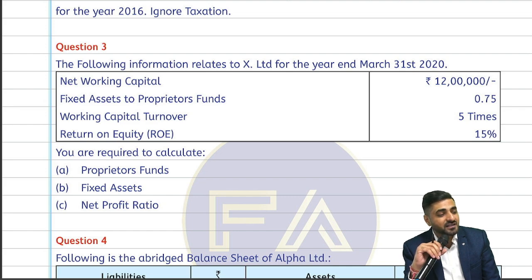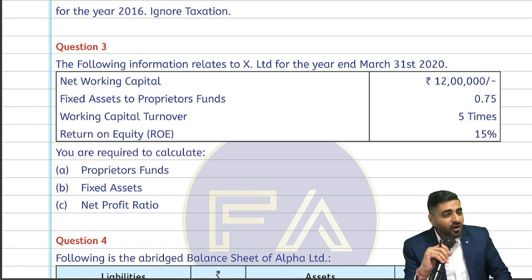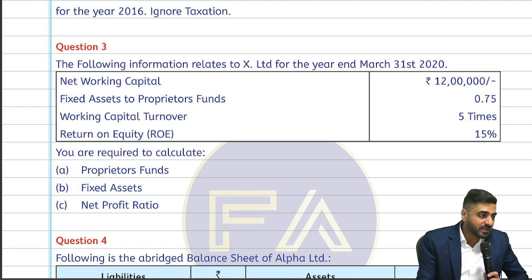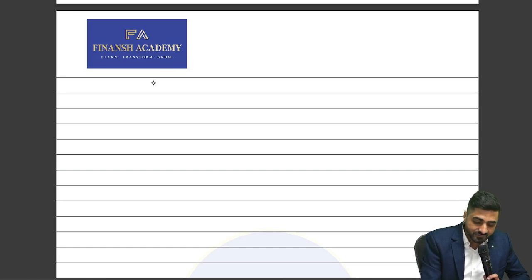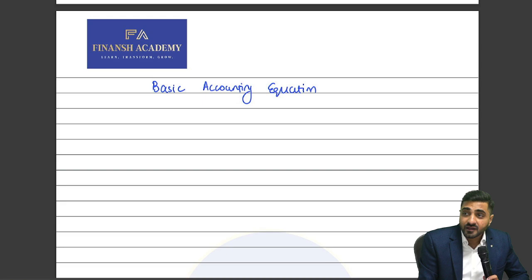Can I say proprietors' funds are also called your owners' funds? Come on, yes or no? Yes, owners' funds. You also have fixed assets, then net. Now, boys and girls, are you aware of basic accounting? What is equal to what? The basic accounting equation: assets equal liabilities, but I'll just filter it for you.